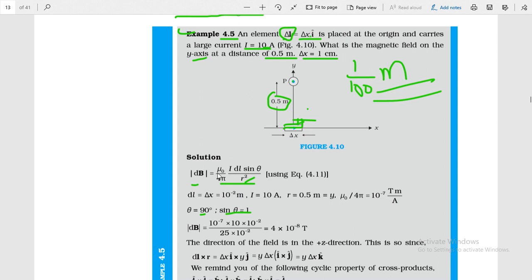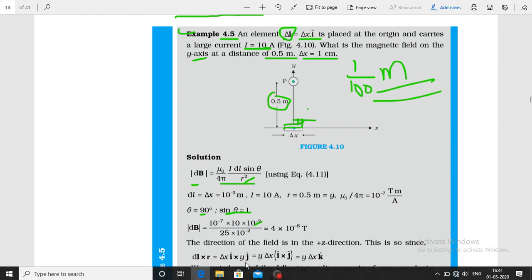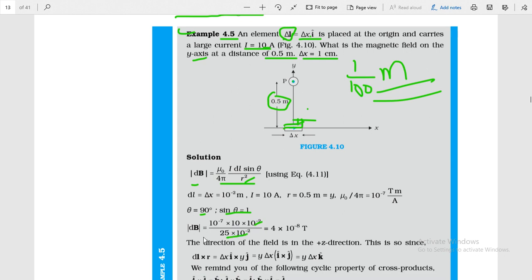After putting the value of mu naught upon 4 pi, then the value of I, that is 10 ampere, then the value of dl, that is 10 to the power minus 2 meter or 1 by 100 meter, then the value of sin theta, this is 1, and then the value of r square. If r is 0.5 meter, then r square is 25 into 10 to the power minus 2. After calculation, you will get the answer, that is 4 into 10 to the power minus 8 Tesla. It is the magnetic field at this point P from the element dl.